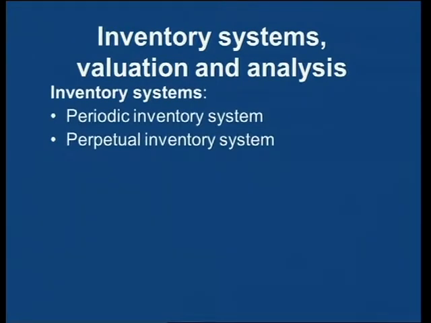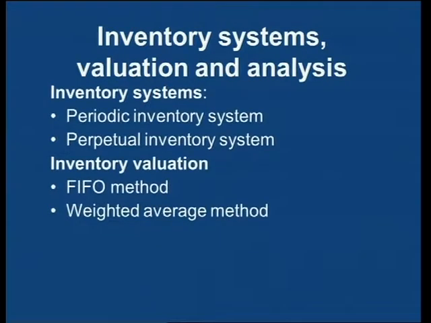The first thing we need to look at is for inventory systems, there are two systems, the periodic system that you did in grade 11, and then the perpetual inventory system, that is the one that you did in grade 10. Then we need to look at inventory valuation. There we also have two methods. Now, inventory valuation is how you calculate the value of your stock. There we've got the FIFO method, first in, first out method, and we've got the weighted average method, those two. So we've got two inventory systems and two different ways to valuate our stock.